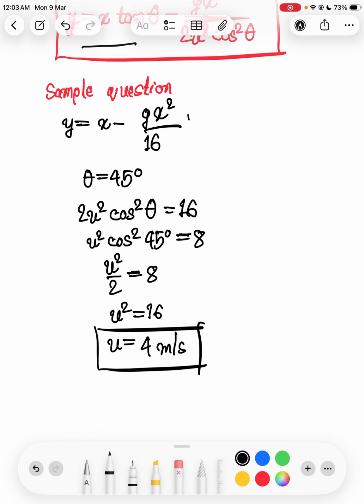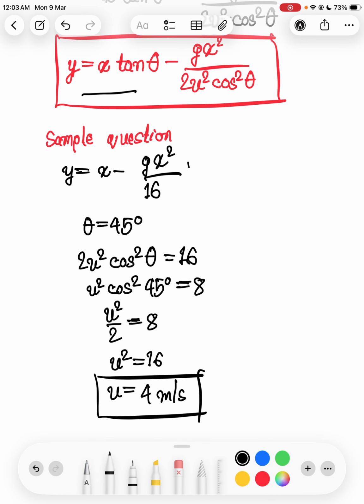So problems like this are pretty common in any exams. That was all of it from the lecture. I hope you got an idea of what a projectile motion, what a 2D motion actually is, and what can be asked from these topics.